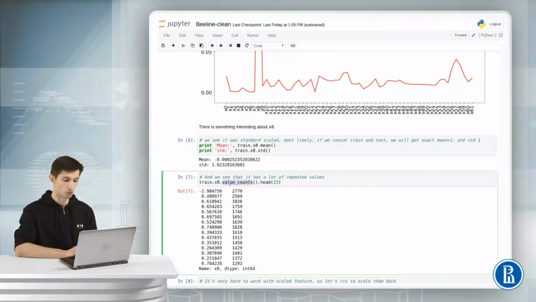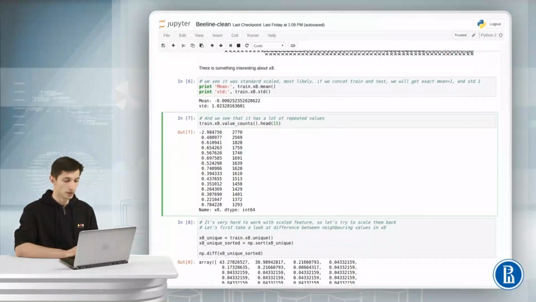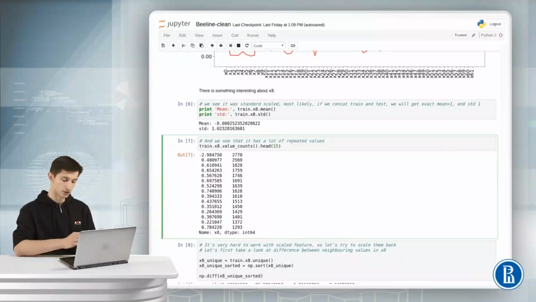Okay. So let's also see if there are any repeated values in this feature. We can do it with a value counts function. Let's print the first 15 rows of the value counts output. And we can see that there are a lot of repeated values, they repeat like 1,000 times. All right. So we now know that this feature was standard scaled. So probably we can try to scale it back.